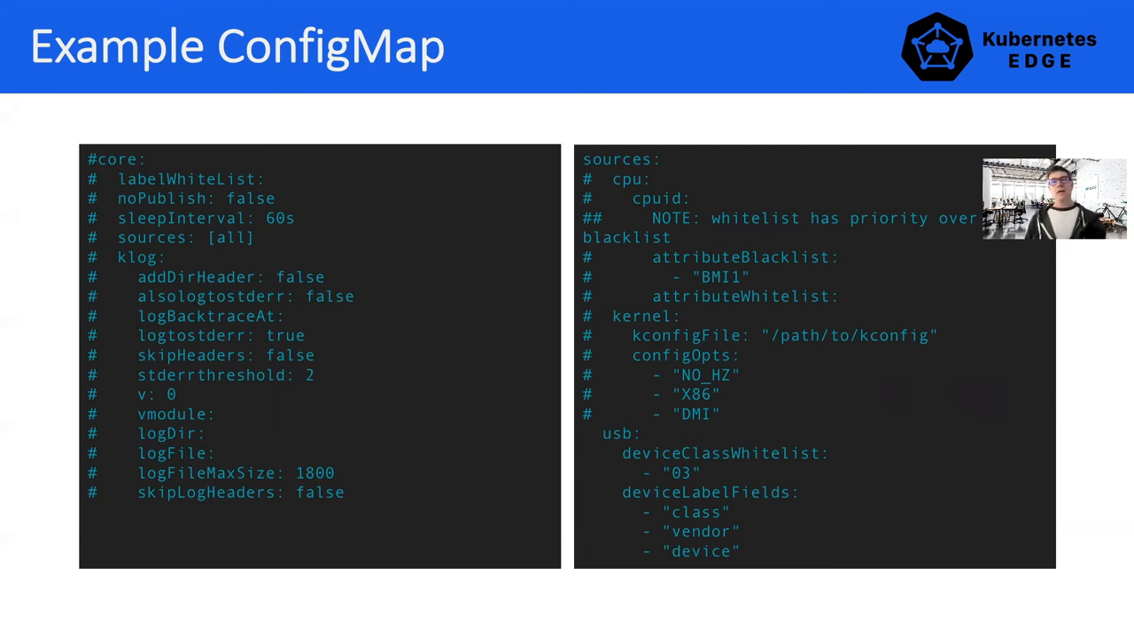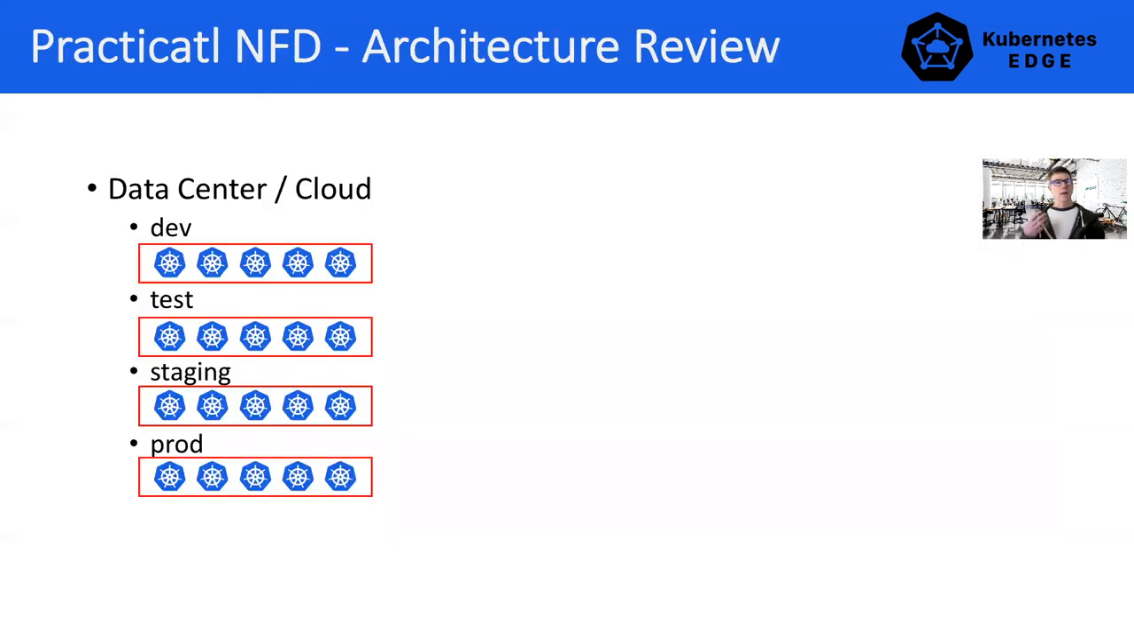So how can NFD be managed across hundreds or thousands of clusters? To answer that question, let's look at some architectures as we consider the problem. This is a typical data center and cloud deployment of Kubernetes. It's pretty much app lifecycle focused with one Kubernetes cluster per development environment. Red lines in this image represent the cluster boundaries.